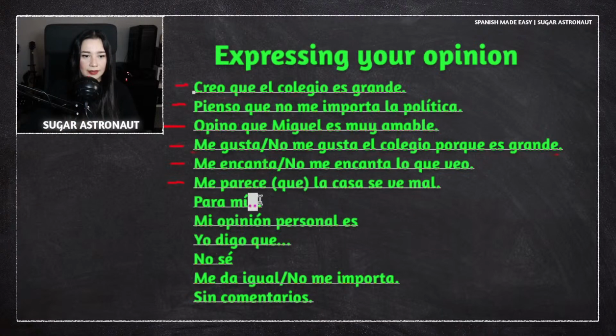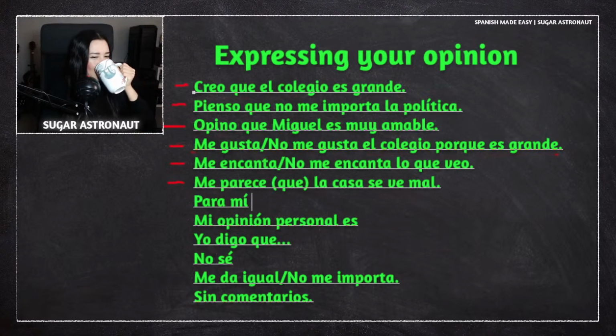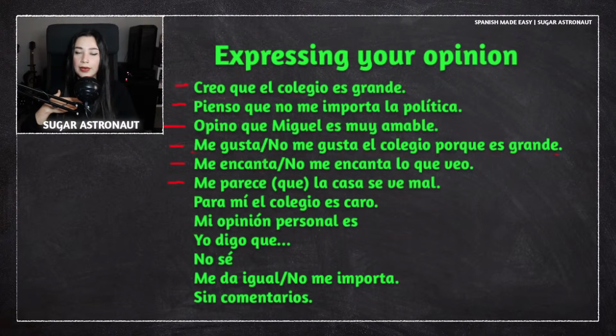So that's great. Para mí, for me, or to me. Para mí, I'm just thinking about something here. Let's go with the word college. Colegio, el colegio es caro. Okay? Para mí, el colegio es caro. For me, or to me, el colegio es caro. The school is expensive. Caro, expensive. For me, the college is expensive.